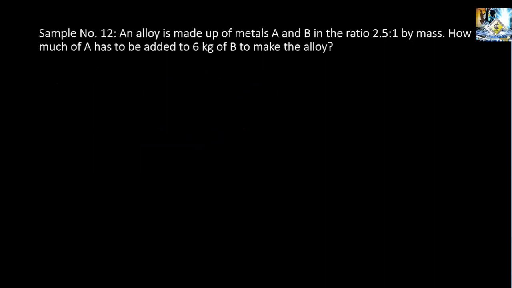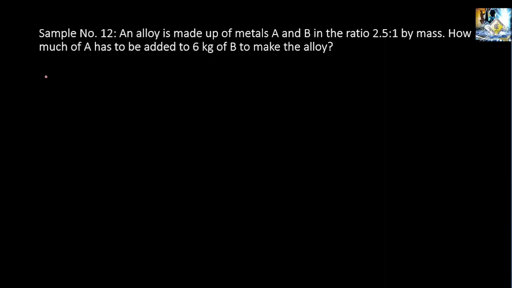Let's continue to the next example. Sample number 12 again: mixtures, whether chemical mixtures or alloys. Our next example: an alloy is made up of metals A and B in a ratio of 2.5 is to 1 by mass. How much of A has to be added to 6 kg of B to make the alloy?